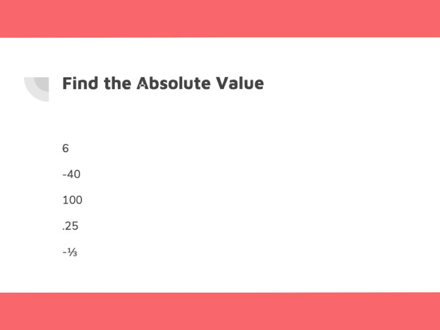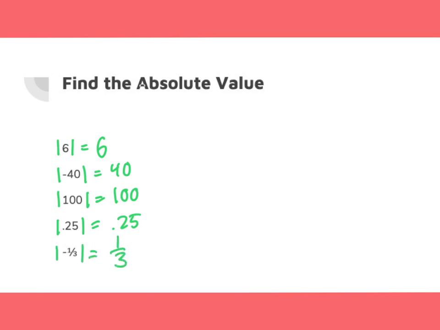So let's look at some absolute values. If I look at the absolute value of 6, it's just going to be 6. It's already positive. Negative 40, it's going to become positive. It's going to be 40. 100, it's going to stay 100. Now 0.25, don't let it fool you that it's a decimal. It's going to stay 0.25. If we have negative 1/3, since it's negative, it's going to be positive 1/3.